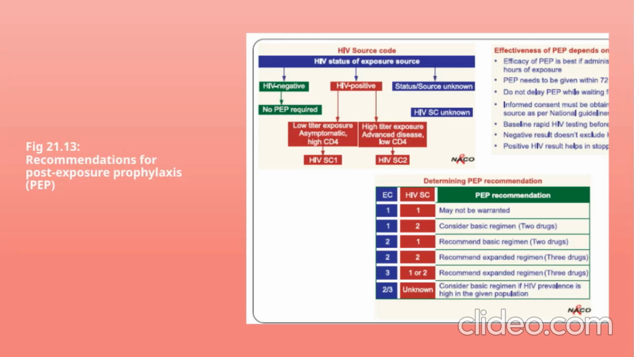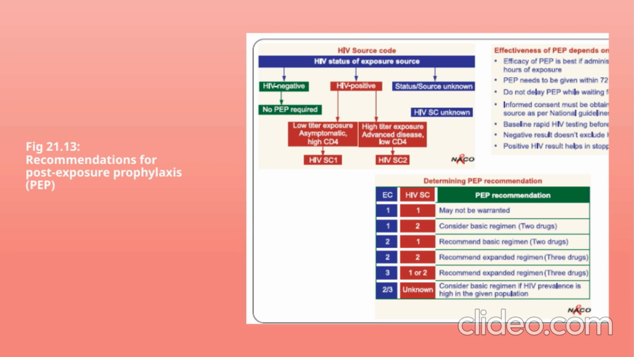Let's take a closer look at Figure 21.13, which outlines recommendations for post-exposure prophylaxis, or PEP. This slide is important because it emphasizes the steps we should take immediately after potential exposure to prevent infection. First, it's crucial to assess the exposure risk carefully. Consider the type of contact, the infectious status of the source, and the nature of the exposure event. This helps determine whether PEP is necessary and what kind of intervention is appropriate.